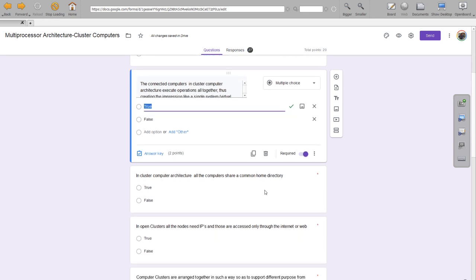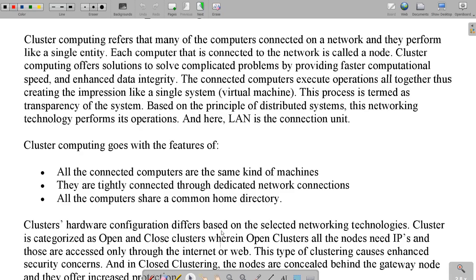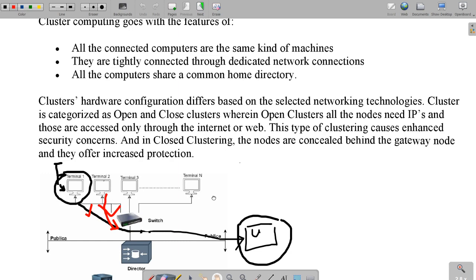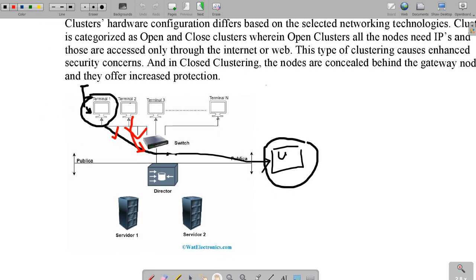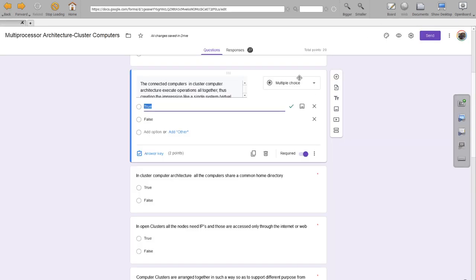Third question. In cluster computer architecture, all computers share a common home directory. If you can remember the discussion, there was a common home directory for all the nodes, and this common home directory is accessed by the different nodes through the switch equally. So the answer is once again true.